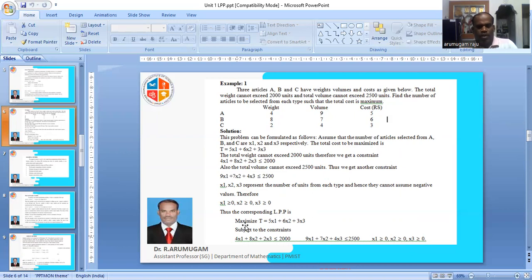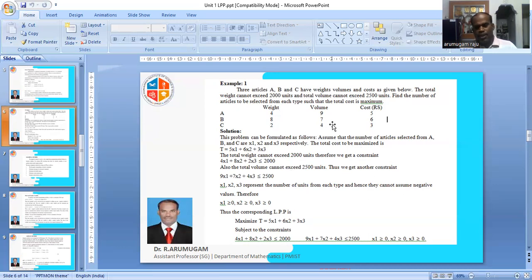Therefore, maximize Z equal to 5x1 plus 6x2 plus 3x3. So next you have to represent the constraint. Already we know the general form of the linear programming problem. We have m number of constraints, but in this case, the first constraint is 4x1 plus 8x2 because we have to assume the weight values are the first constraint. Therefore, 4x1 plus 8x2 plus 2x3.